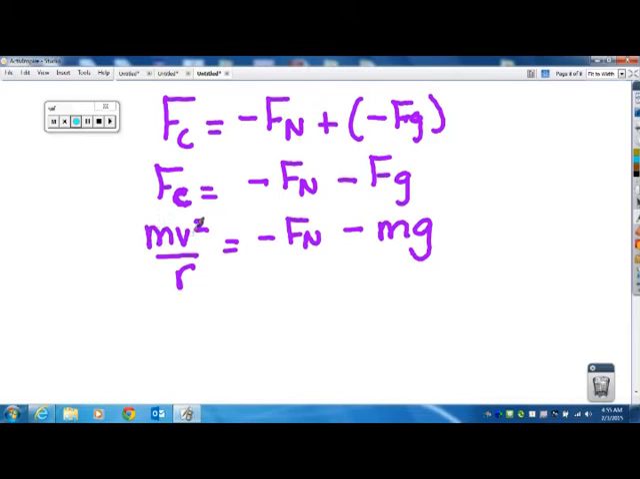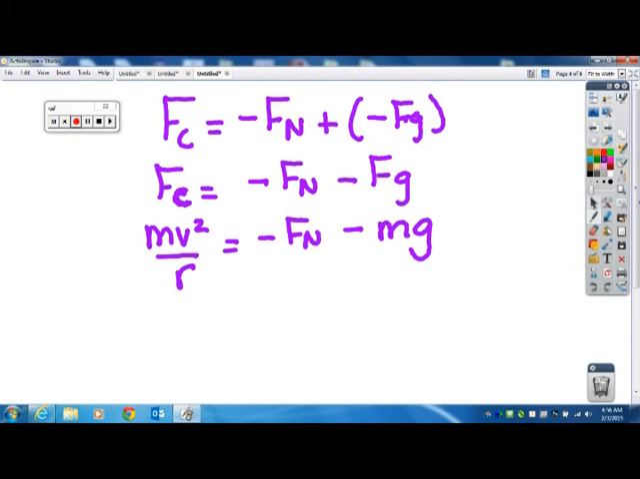Then your equation will be mv squared over r equals negative mg. Your m's are going to cancel out and you simply solve for v. And that'll give you the minimum speed the motorcycle must have at the top of the circle and still be able to complete the circle and come back down, because in that case the only force that's acting as a centripetal force is your force of gravity.